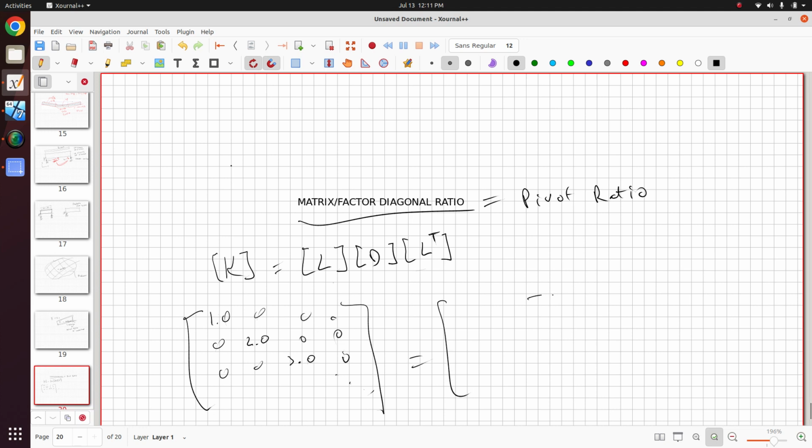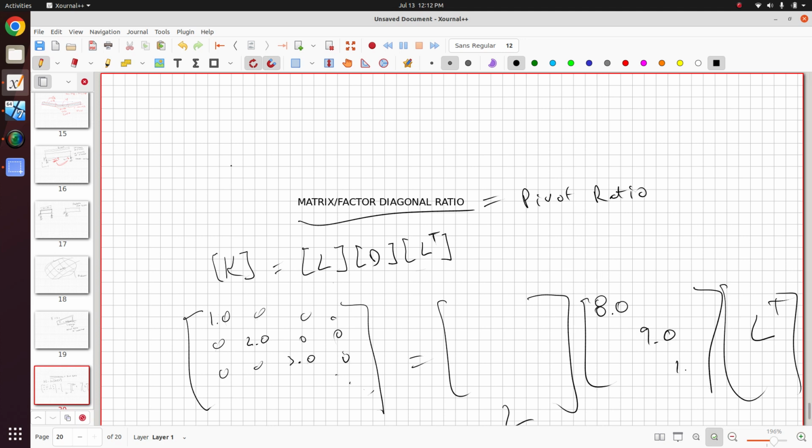And so it's going to go ahead and find L. It's going to go ahead and find L transpose. And then here in the middle, we're going to have a diagonal matrix with other values. Here I'm just making these up right now. Maybe 8.0, 9.0, 10.0, and so on and so on.